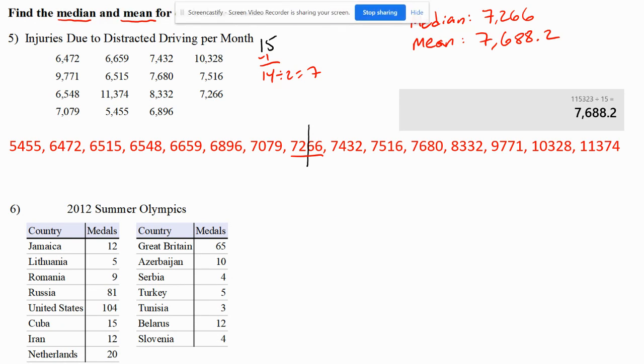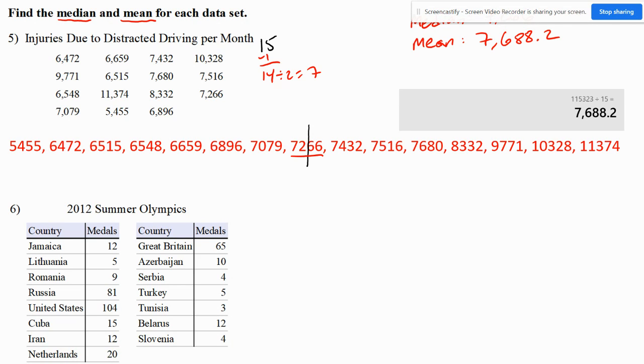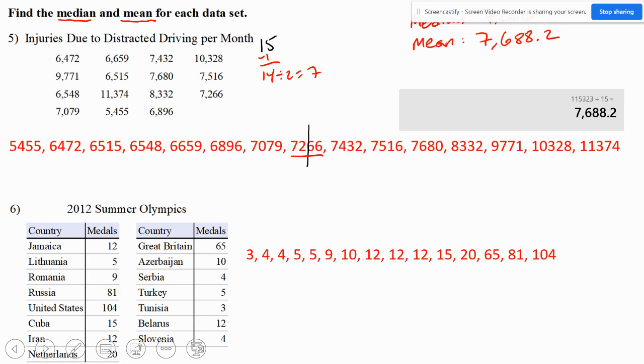All right, so now let's take a look at my example number 6. Let's work on the median first. So for the median, I'm going to get all my numbers in order. I wrote all my numbers in order. Let me count how many numbers I have.